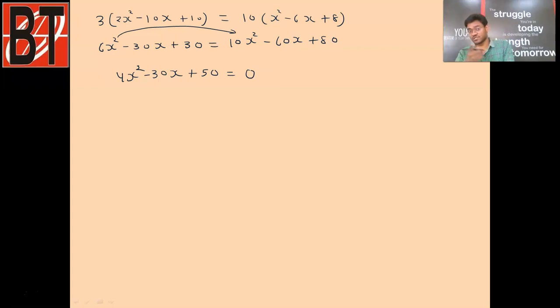See, 4, 30 and 50, they all are multiples of 2. So we can reduce it one more step. So dividing, you can take 2 common or you can divide by 2 on both sides, both give the same meaning. So if I take 2 common from every term, then what will remain? 2x² - 15x + 25 = 0.